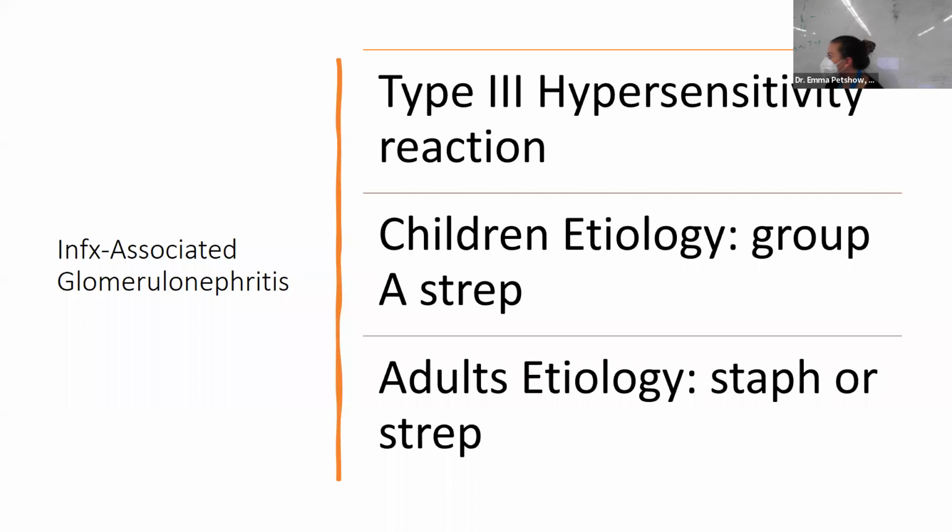Another example of a type 3 would be SLE, lupus. So lupus is another type 3 hypersensitivity. Type 2 hypersensitivities look very similar. We'll go through and break down type 1 through 4 on Monday, just for a reminder for us. Okay.